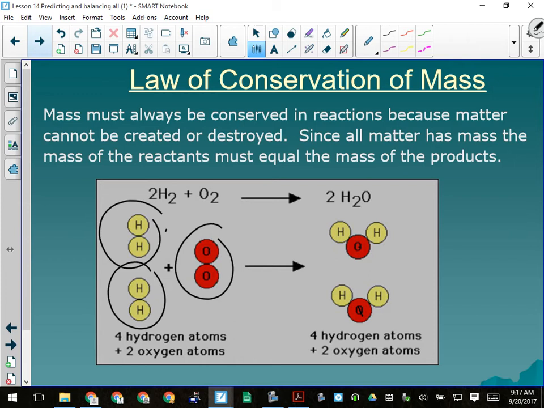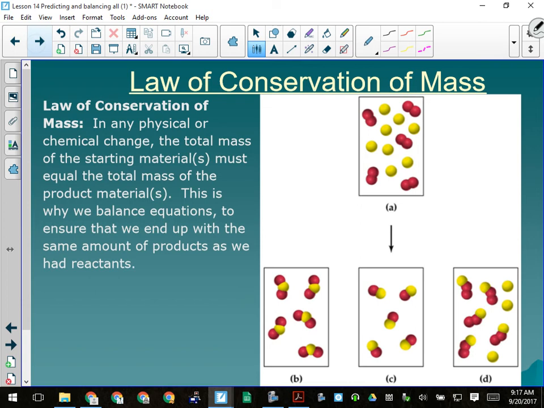If you don't balance the equation right, you won't calculate the mass correctly because you'll say you had more or less than you were supposed to have. So that's why we concentrate on the balancing part in Science 10, so you do that easily and can get to the stoichiometry part in 20. All right, so in any physical or chemical change, the total mass of starting materials has to equal the total mass of product materials. That's why we balance everything. Which one, B, C, or D, is showing the law of conservation of mass followed?